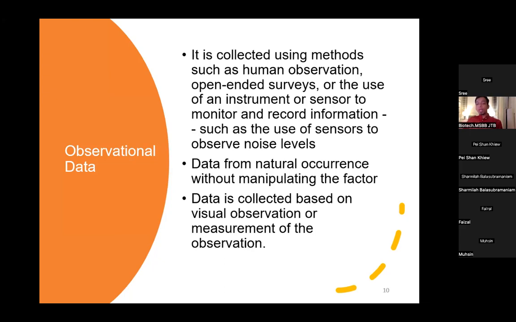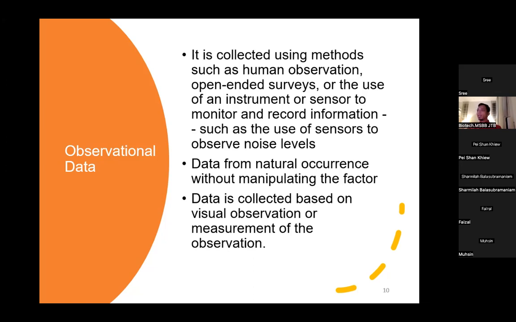But you don't do the experiment, you just put at the car exhaust several types of cars, and then you let it happen, right? They drive, and then you collect the data from analyzers. So that can be observational data as well, right? You observe what happened naturally for the car. So you don't do the experiment for different fuel and so on. It's just normal observational data. So data from natural occurrence without manipulating the factors, that is observational data.